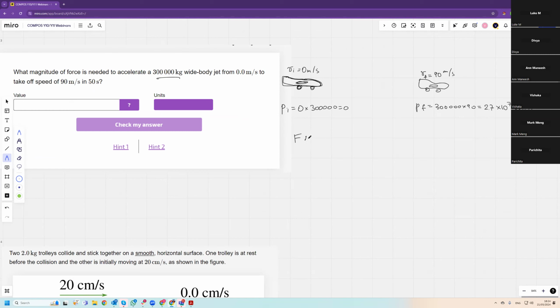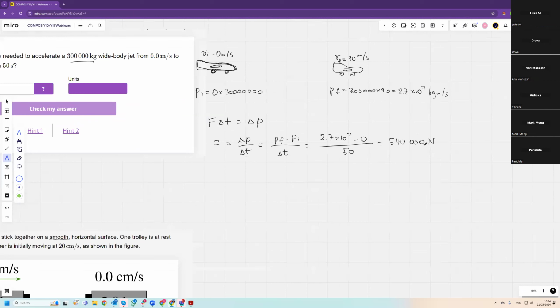Well, we have force multiplied by time is the change in momentum. So force is the change in momentum divided by change in time. So the change in momentum is the final minus the initial, 2.7 times 10 to the 7 minus 0, divided by the 50 seconds. That is 540,000 newtons. Let's take a sanity check.